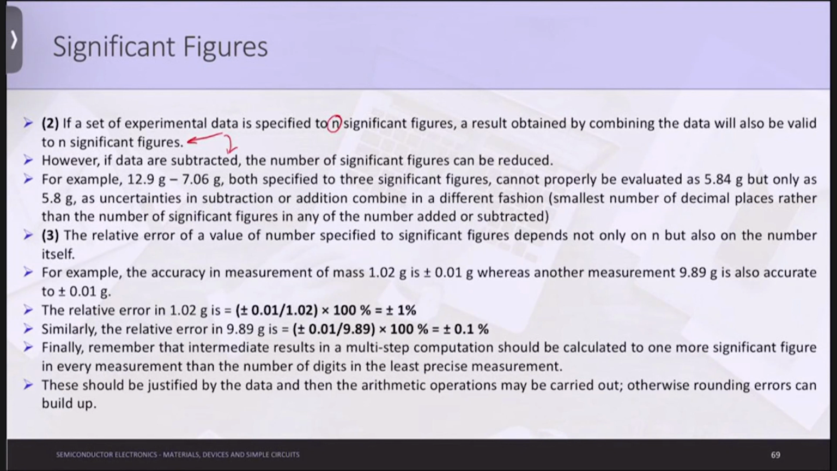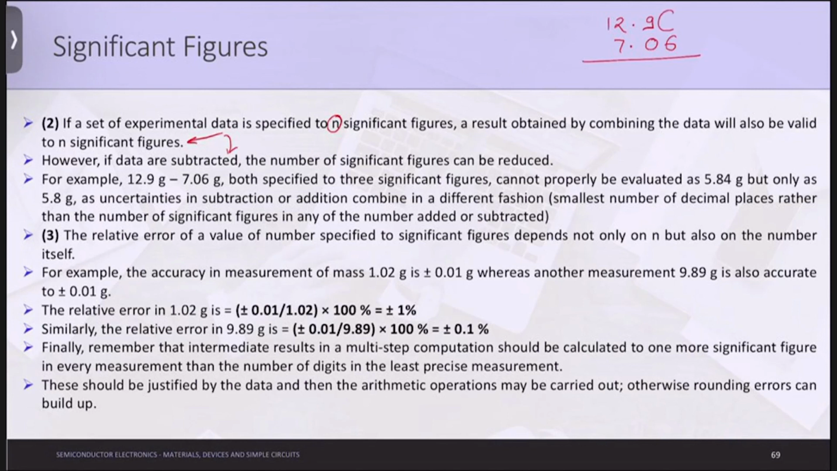Let us say, for example, 12.9 minus 7.06 gram has to be done. Both are specified up to 3 significant figures. It cannot properly be evaluated as 5.84 grams, but only as 5.8 grams. What is the reason here? Please understand this very, very carefully. It's 12.9 and it's 7.06. It is quite evident that both have 3 significant figures only.